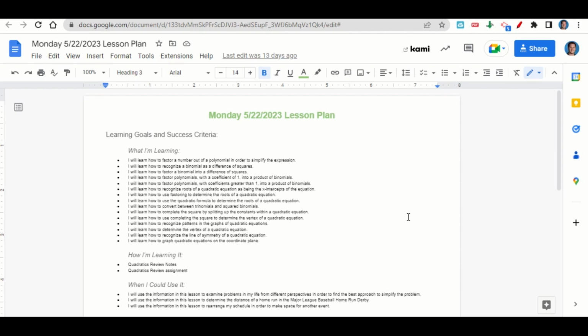quadratic equation, how to recognize patterns in the graphs of quadratic equations, how to determine the vertex of a quadratic equation, how to recognize the line of symmetry of a quadratic equation, and how to graph quadratic equations on the coordinate plane. How are we learning it?